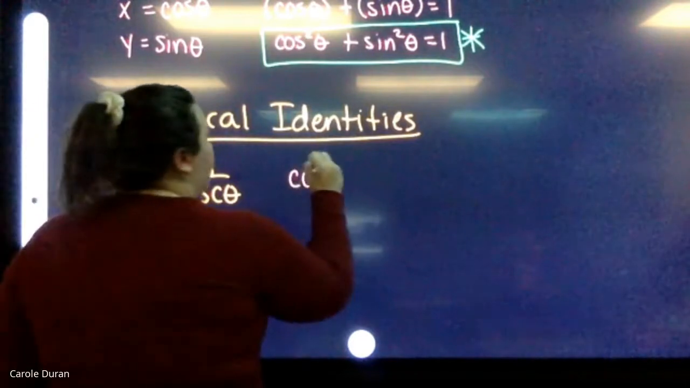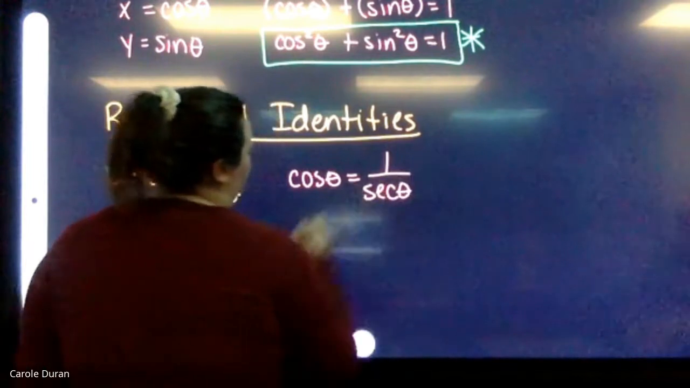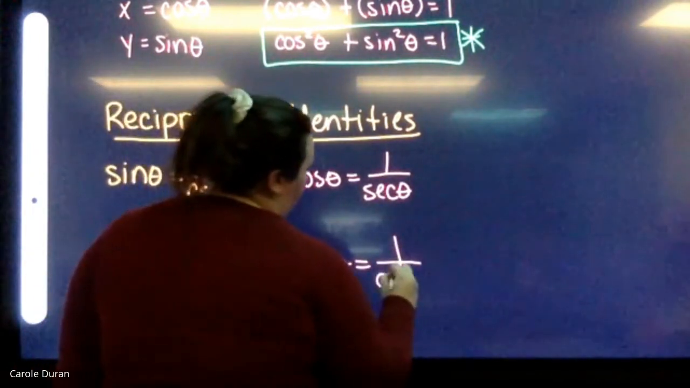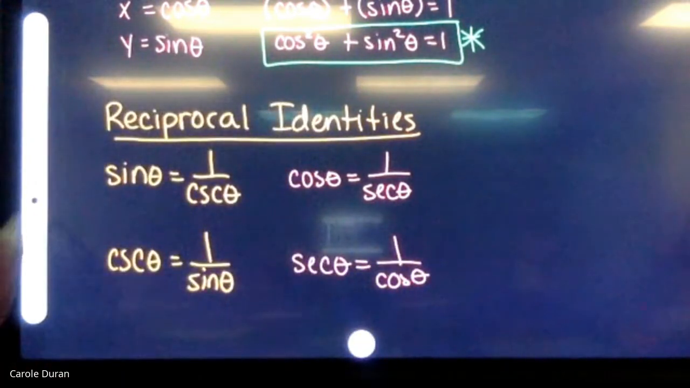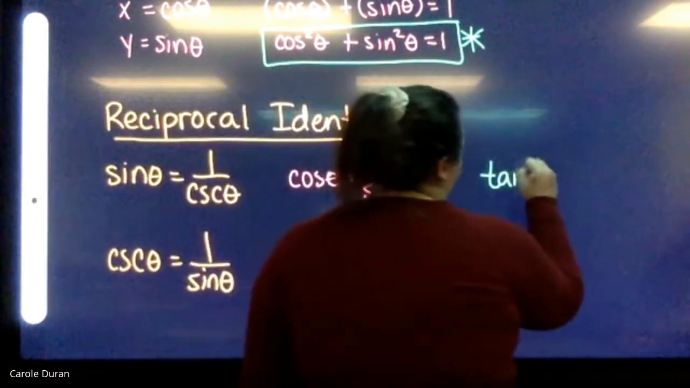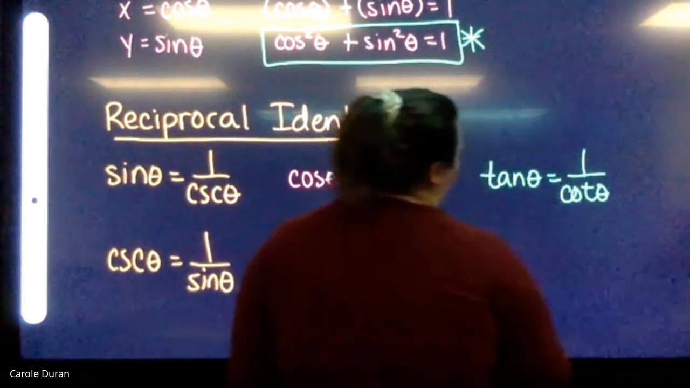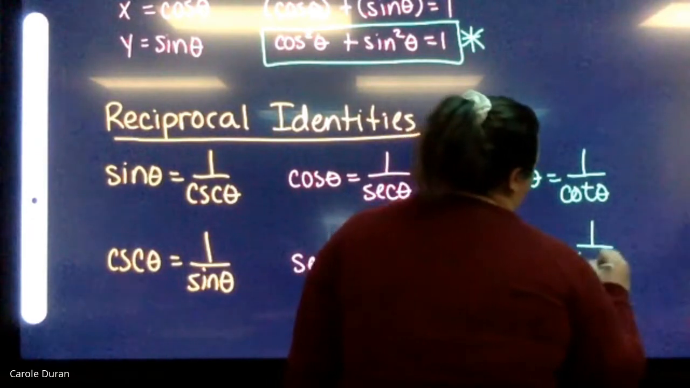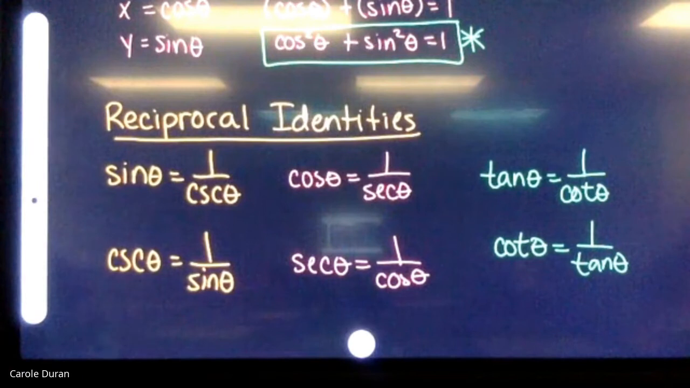I know that cosine of theta is equal to 1 over secant of theta, which means that secant of theta is equal to 1 over cosine of theta. So these are just our opposite trig functions that we already kind of know about. I also know that tangent of theta is equal to 1 over cotangent of theta, and cotangent of theta is equal to 1 over tangent of theta. These are our reciprocal identities.